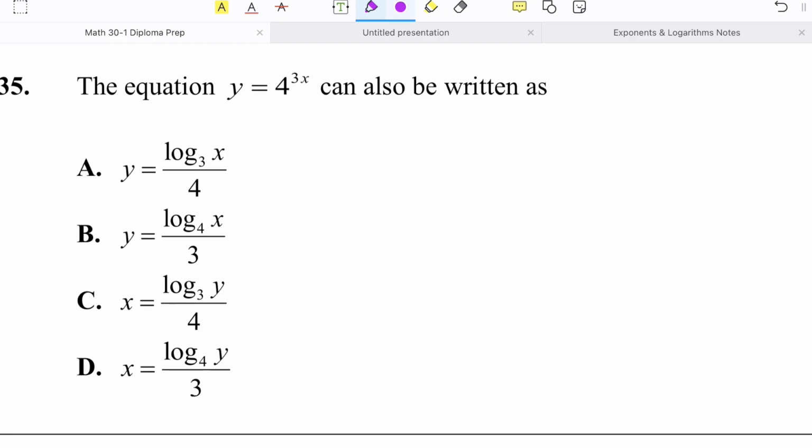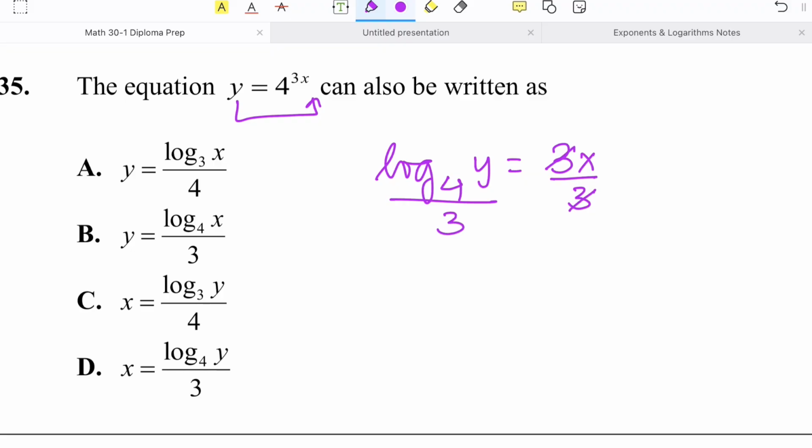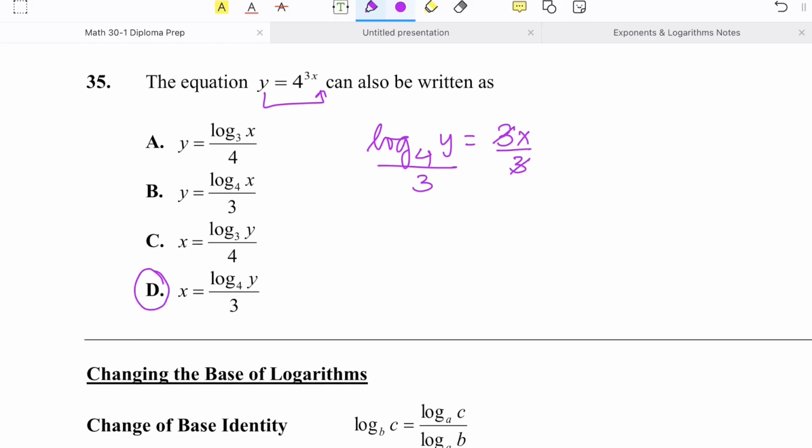So we're going to bump and shuffle it back so that it can be log, right? So log base 4 of y is 3x. Doesn't look quite the same because we need to isolate our x. 3 and 3 cancel, and we have log base 4 of y over 3, which is option D. Okay.